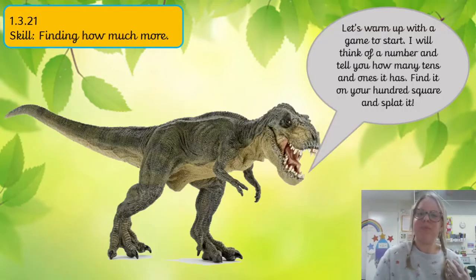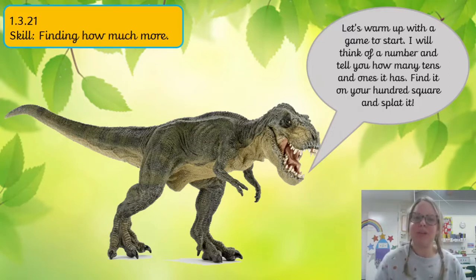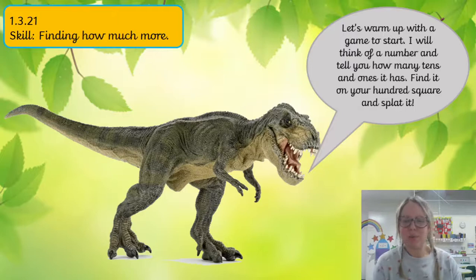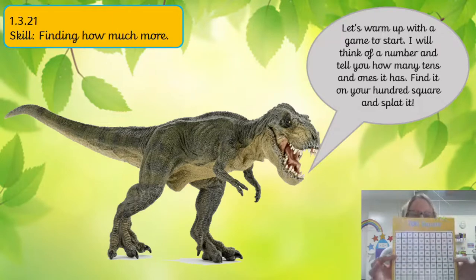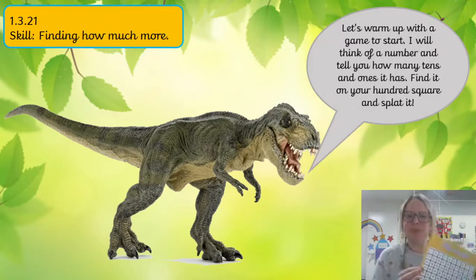Now, first of all, we're going to warm up with a game to start. I'm going to think of a number and tell you how many tens and ones it has. Then I want you to find it on your 100 square and splat it. If you haven't got your 100 square out, can you find that now for me and pause the video?